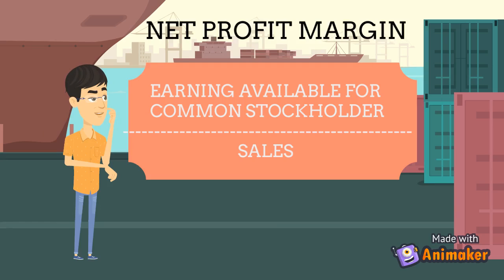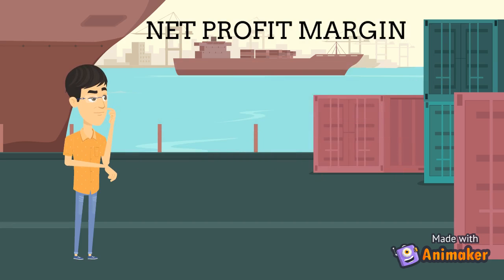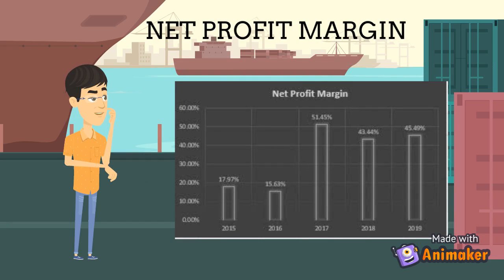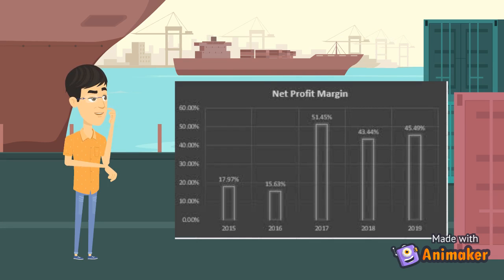Net profit margin is the percentage of each sale remaining after deducting all types of costs and expenses. The formula for the net profit margin is earnings available for common stockholders divided by sales. In the 5 years period, net profit margin shows a significant increase from 17.97% to 51.45% in 2017. Later on it decreased to 45.49% in 2019.